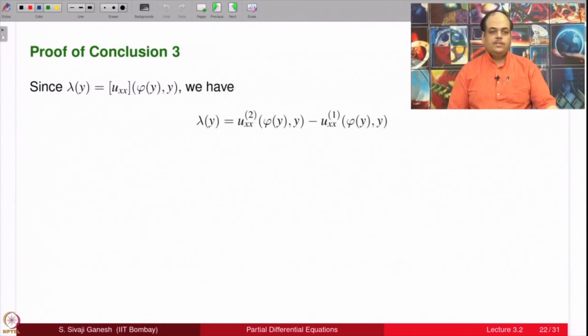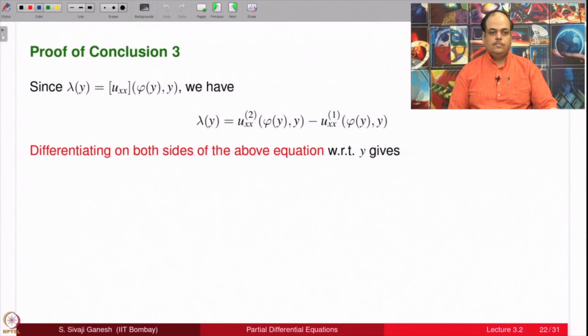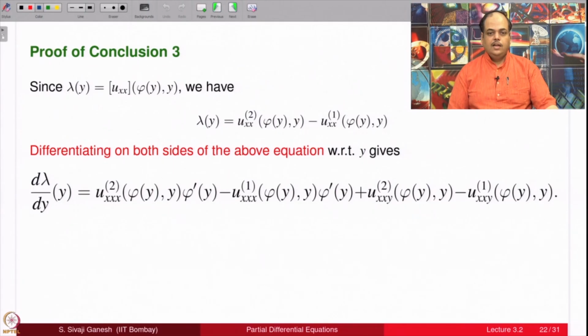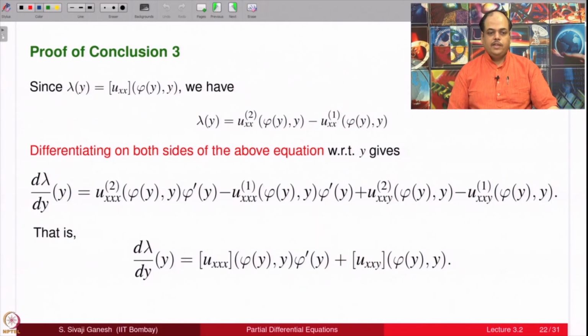So, lambda y by definition is the jump in uxx, which is this. Differentiate both sides of this equation, you get lambda dash with respect to y. Therefore, you differentiate this with respect to x, you get u triple x, but phi is there, therefore phi dash, and from here you get u triple x into phi dash. Now, differentiate uxx with respect to y, you get this, similarly this you get this. Therefore, we can express d lambda by dy as jump in u triple x into phi dash plus jump in u xxy.